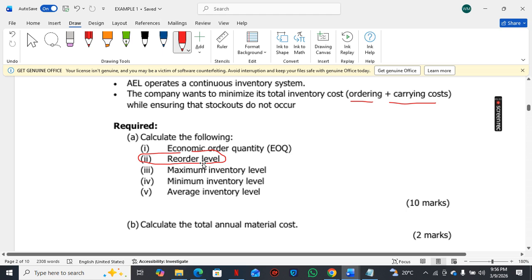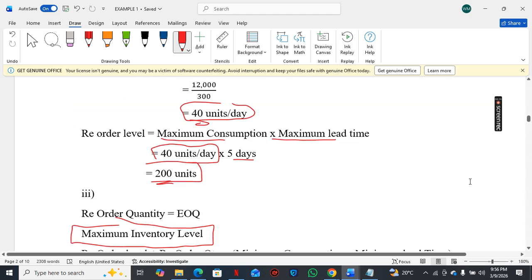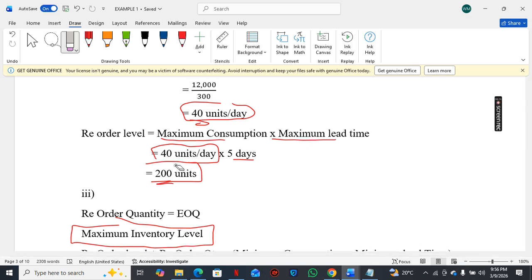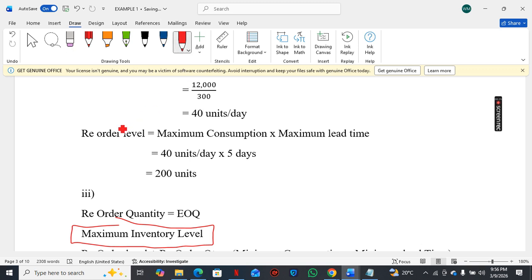Reorder level. This tells you at what point you need to make an order again. When your inventory reaches a certain amount, then you have to place the order. Okay? So this is how we get our reorder level. This is the formula. So here I would advise you to write down this formula, so that in the exam you won't be given it. You need to remember this. This is the formula for the reorder level.